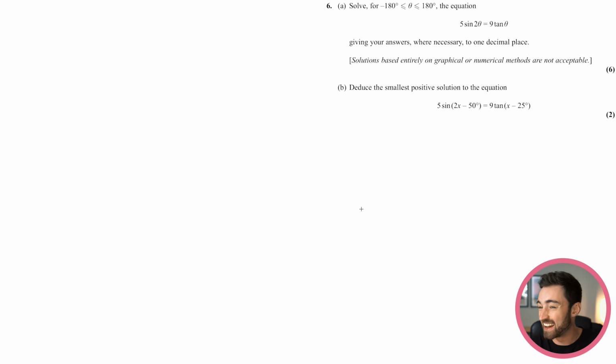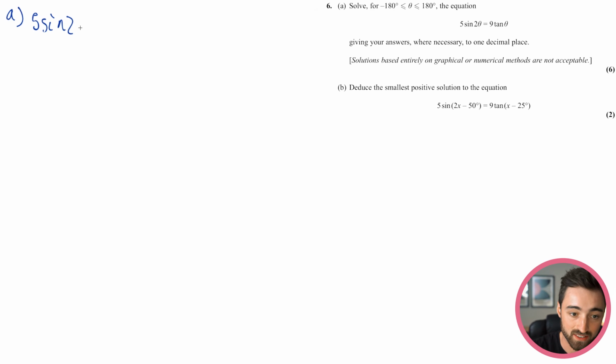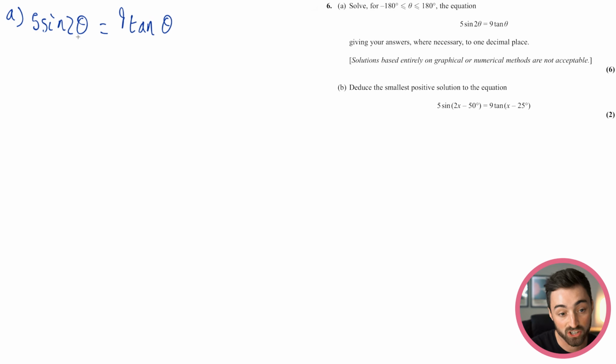Question 6. Oh, it's going to start getting dirty now, you know, when the trig comes out. Okay, so solve for theta between minus 180 and 180 the equation 5 sine 2 theta equals 9 tan theta. Okay, so you're going to want to get it in terms of kind of one trig function or something like that. The first thing I'm noting is I've got a 2 theta here, but a theta here. That's not good. So I'm going to want to break this down into just thetas. So we know the double angle for sine is 2 sine theta cos theta.